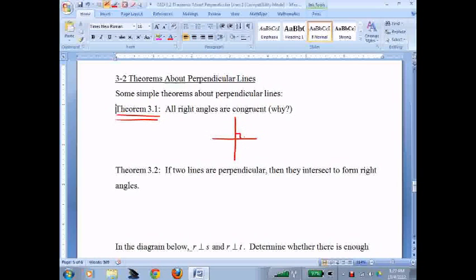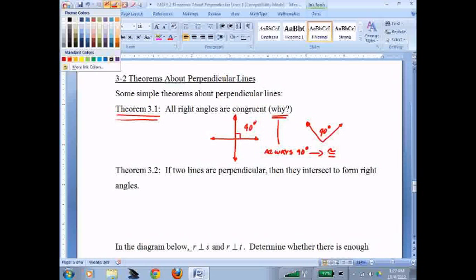So here's a right angle. That's 90 degrees. Here's another right angle. Also 90 degrees. And since they're always 90 degrees, that makes them congruent. That's it.